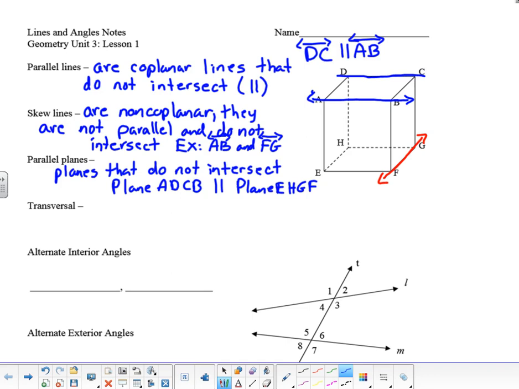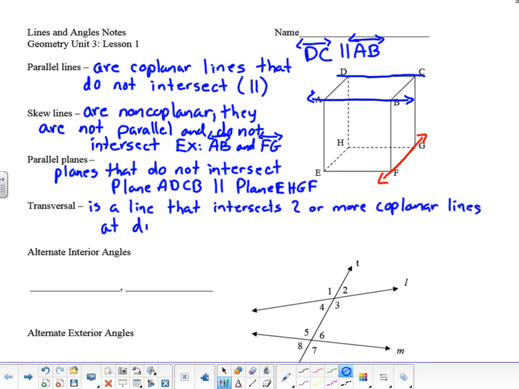Okay, and then our next term here is transversal. A transversal is a line that intersects two or more coplanar lines at distinct points. And we're going to talk a lot about what transversals are as we get going here.